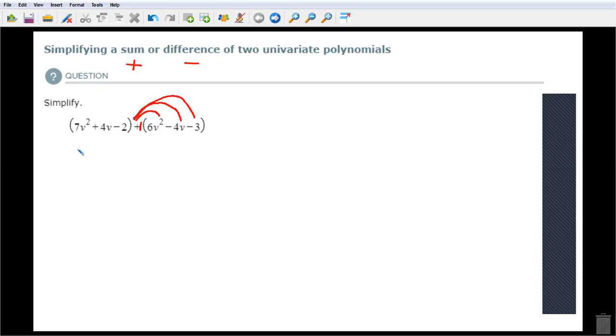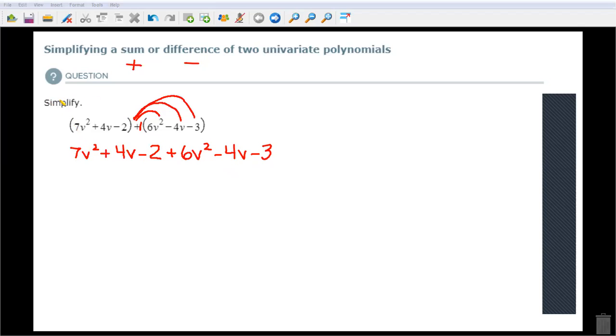Now, when you do that, it's not really going to change anything. Basically, it's going to be the same polynomial, just with the parentheses gone. I didn't have anything to distribute to the first polynomial, so I just took those parentheses off. There was nothing out in front, so the parentheses were pretty much useless. Now, once you do that, you end up with this, a big long polynomial.